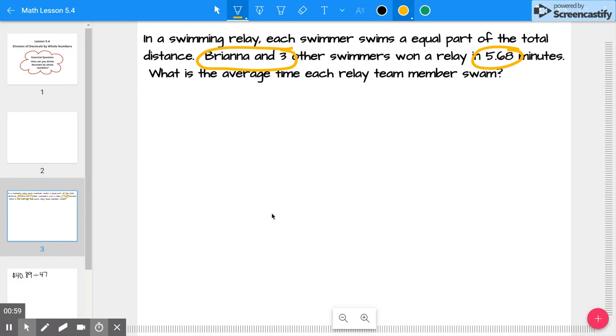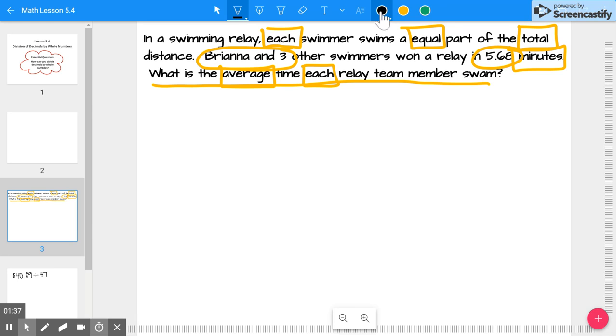So now the U stands for underline the question. So the question here is, what is the average time each relay team member swam? B stands for box the keywords. So as I'm looking for any keywords that might give me a clue as to what operation I'm doing, I see the word each. I see the word equal. I see the word total. I see minutes because that's probably going to be my label. What is the average? Okay, each. So by these words, each, equal, total, average, I'm thinking I'm going to need to divide.